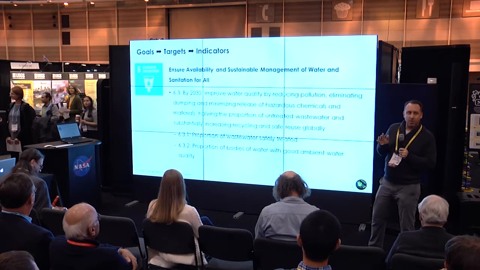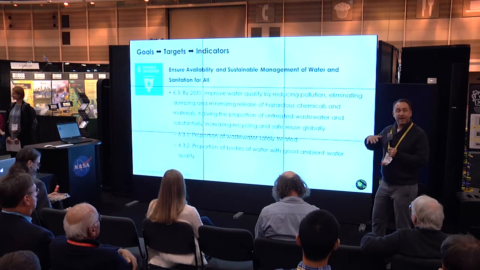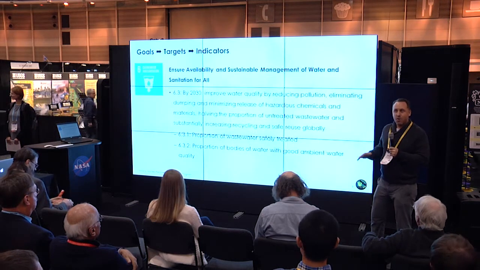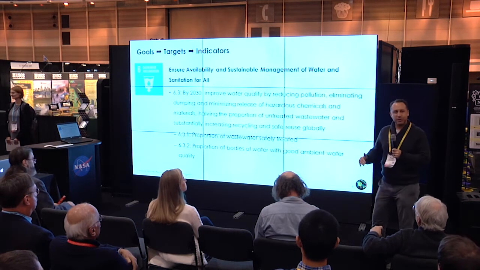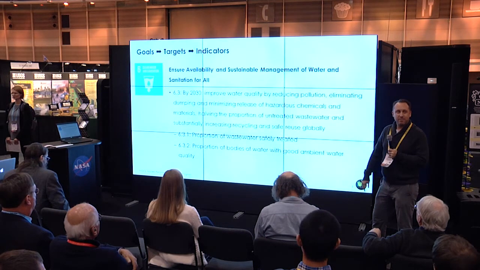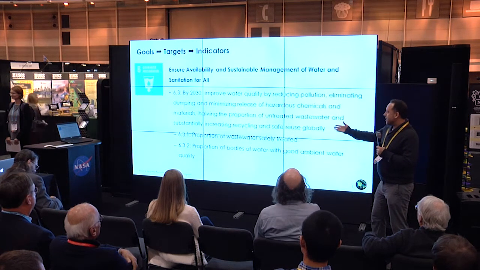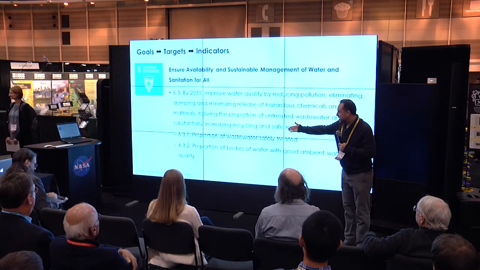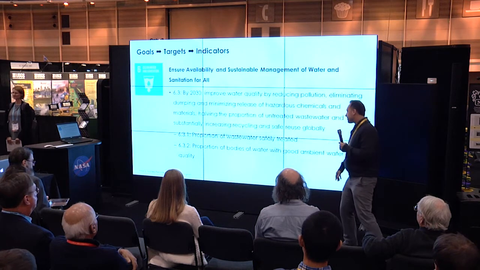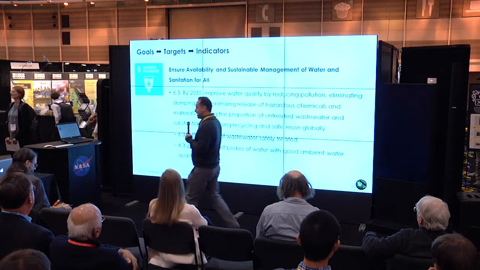So for each goal, there's a set of indicators that can be measured and reported by each nation to the UN or custodial agencies that are helping make sure we hit our targets and thusly our goals. An indicator that we can measure through remote sensing or satellite imagery would be named such as 6.3.2. And that would be the proportion of water bodies with good or ambient water quality.